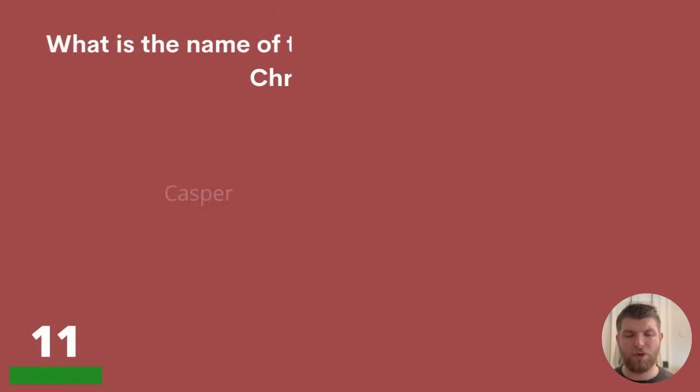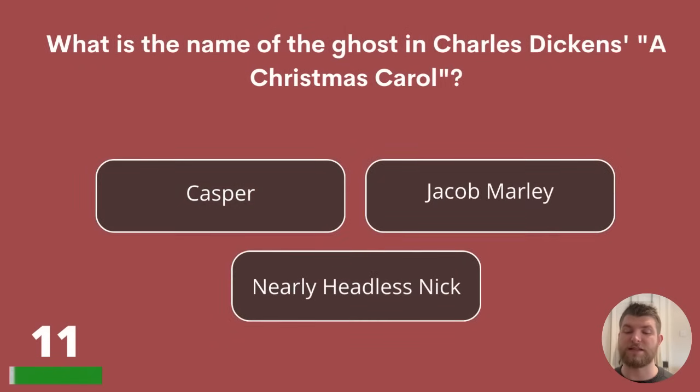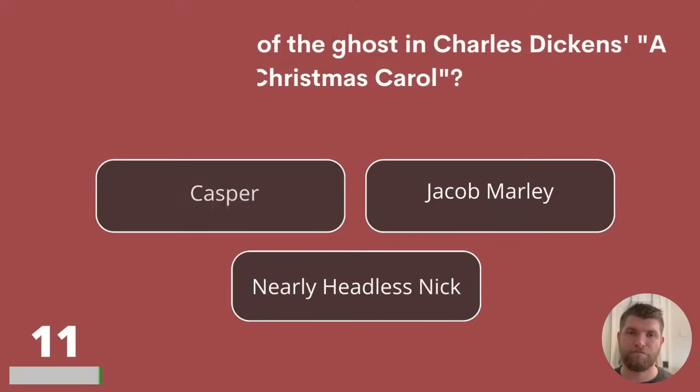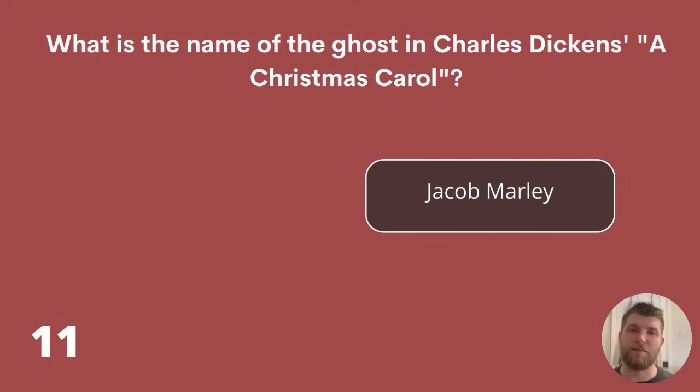11. What is the name of the ghost in Charles Dickens' A Christmas Carol? Casper, Jacob Marley, or Nearly Headless Nick? Now obviously there are a few ghosts in A Christmas Carol, but of those three, which one appears in the book? The answer is Jacob Marley.